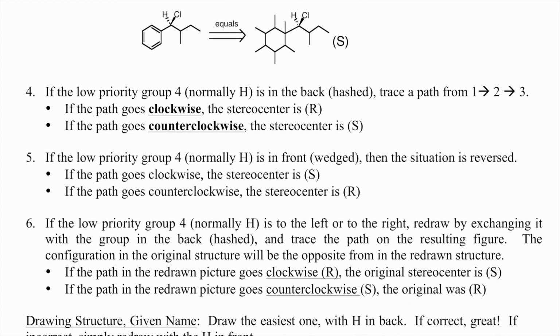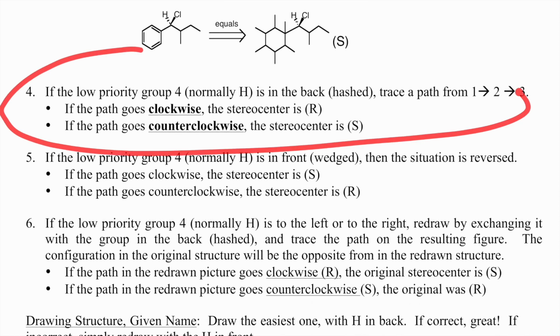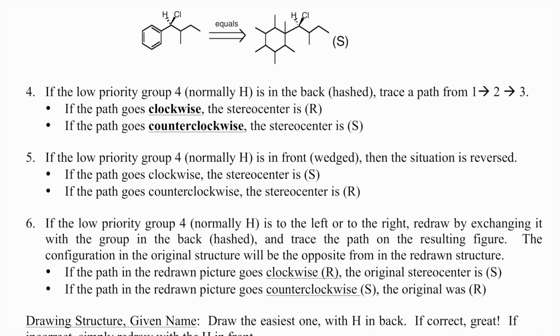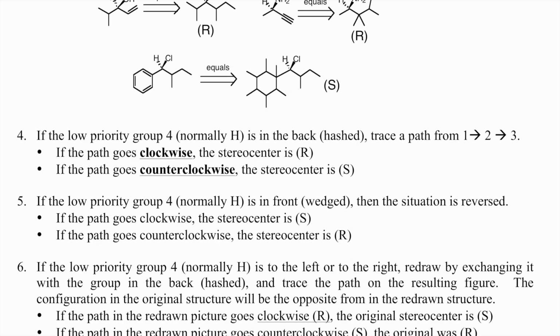So this is what we're going to do. We're going to use this rule right here, number 4. Okay? This is how we can make this really simple for ourselves. So what we're going to do is the lowest priority, which is going to be our number 4, because there's 4 components off of a chiral carbon, and that's usually your H. We're going to say that that is in the back or in the hash spot. And then what you do is you're going to trace from 1, 2, and 3.